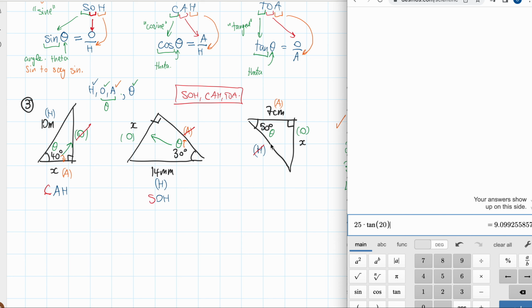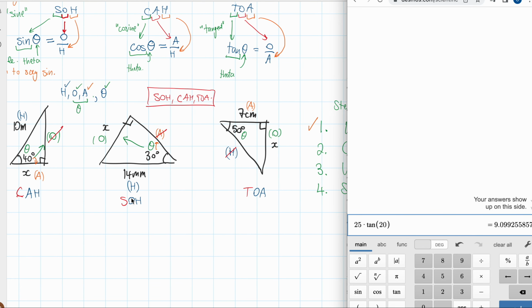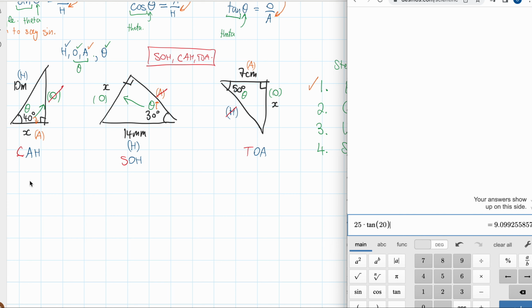Over here, we've got an A and an O. Which one uses an A and an O? Well, you may notice it's not A and an O, it's O and an A. So let's rewrite it. O, A, and we know it must be TOA. So we've chosen the correct trig functions for each of these. The next step is to use those formulas to solve for the unknowns. So let's see if we can remember those formulas.